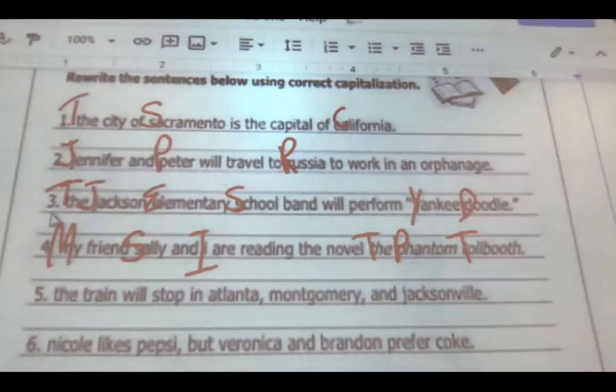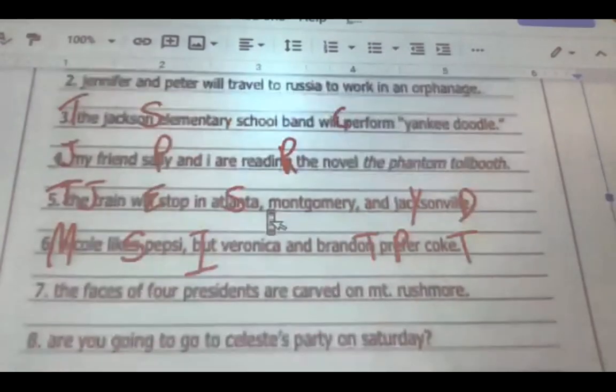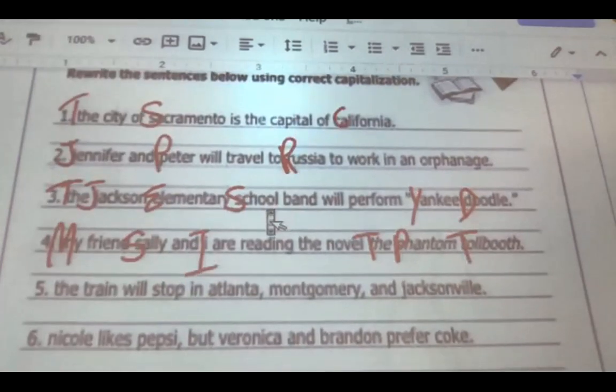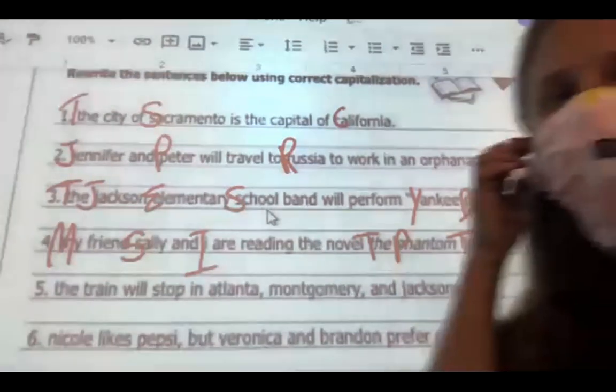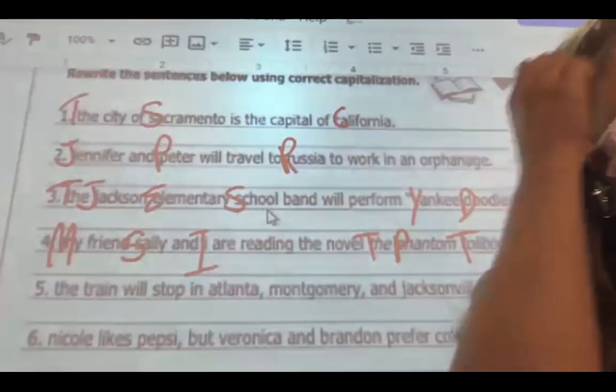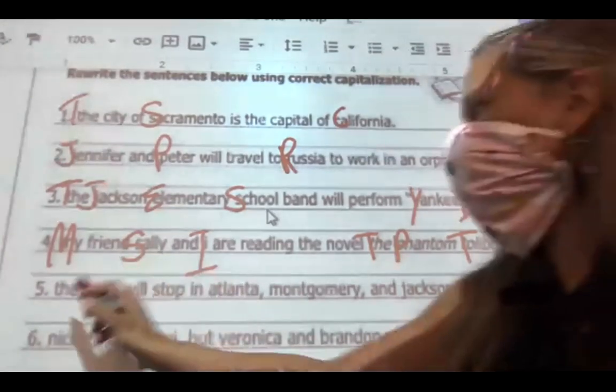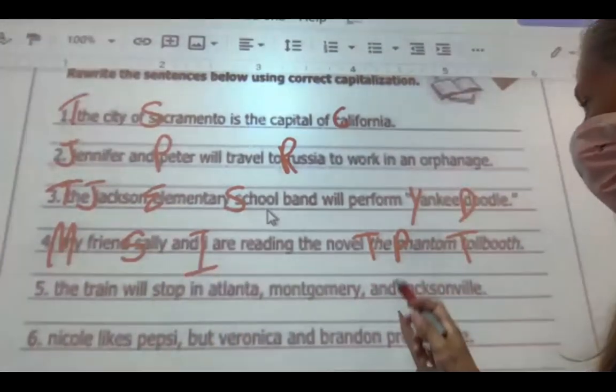The train will stop in Atlanta. Oh no. That did not work, Miss Russell. All right, let's do 5 and then I'll scroll. It's not lining up when I move it. You've been quiet. Alexia, do 5. The train will stop in Atlanta, Montgomery, and Jacksonville.